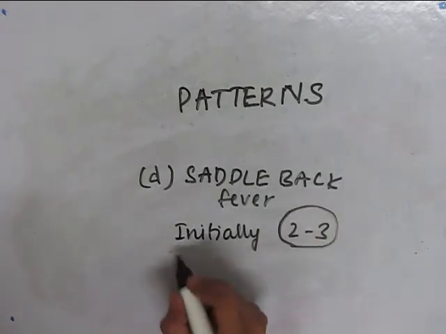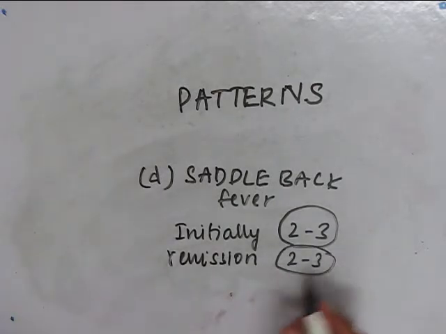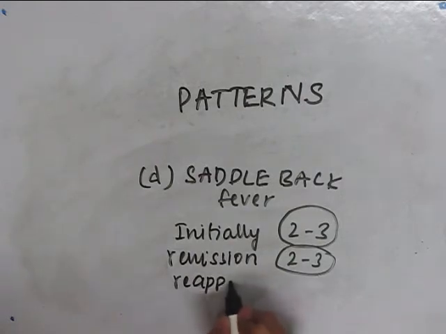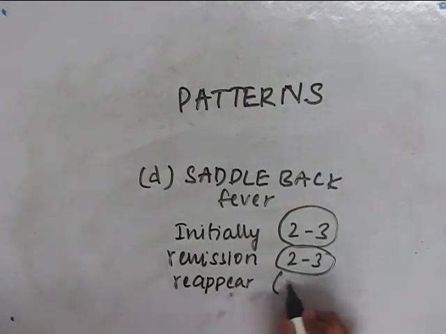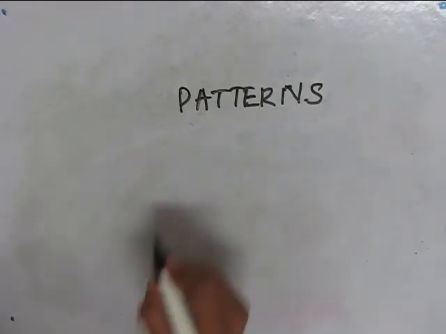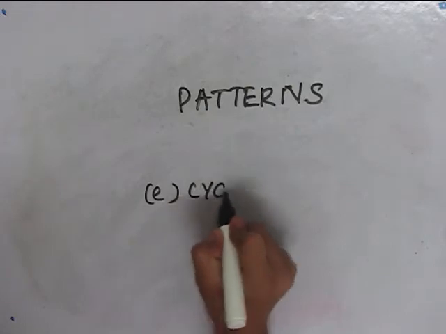Then there is remission, which lasts for 2 to 3 days. Then the original fever reappears and it stays for about 2 to 3 days. It is usually seen in dengue fever. The next type of fever under the relapsing fever is the cyclic neutropenia.